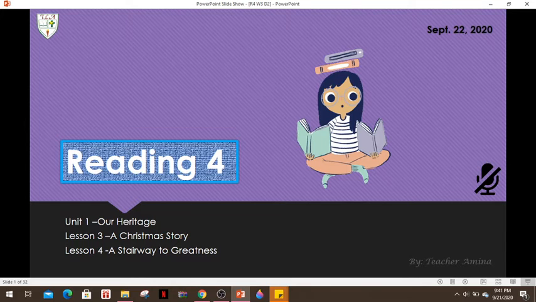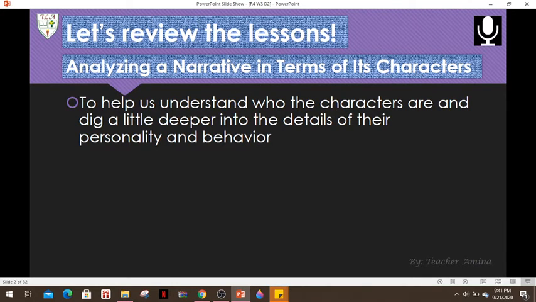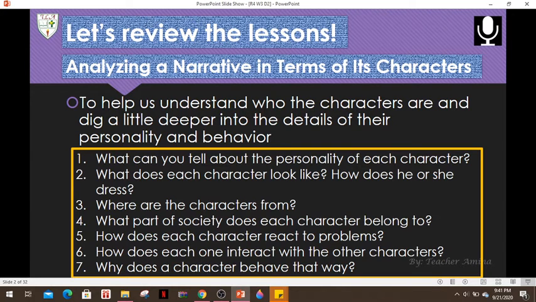So, let's review the lesson about analyzing a narrative in terms of its characters. When you're analyzing a narrative based on the characters, it helps you understand who the characters are and dig a little deeper into the details of their personality and behavior. Here are the guide questions that will help you analyze the characters. First question: can you tell about the personality of each character?